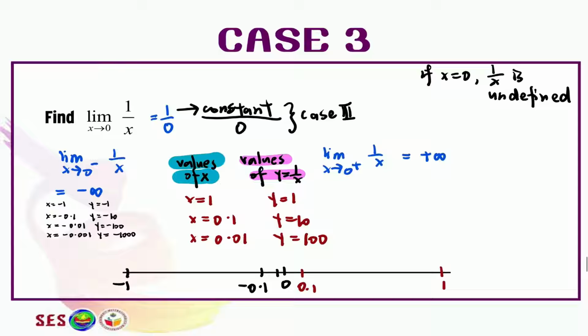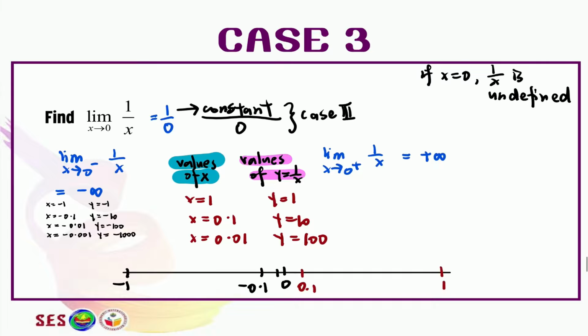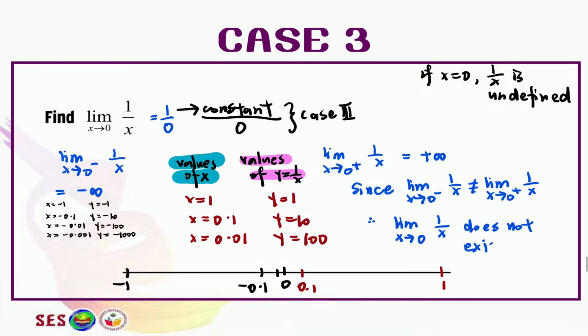Now, recall from the previous video on the existence of limit. On the left, the limit is negative infinity. And on the right here, the limit is positive infinity. When the limit from the left is not equal to the limit from the right, then the limit doesn't exist. So we need to write the reason and its conclusion just like in the previous video. Since the limit when x is approaching 0 from the left for the function 1 over x is not equal to the limit when x is approaching 0 from the right for the same function 1 over x, therefore the limit when x is approaching 0 for the function 1 over x does not exist.